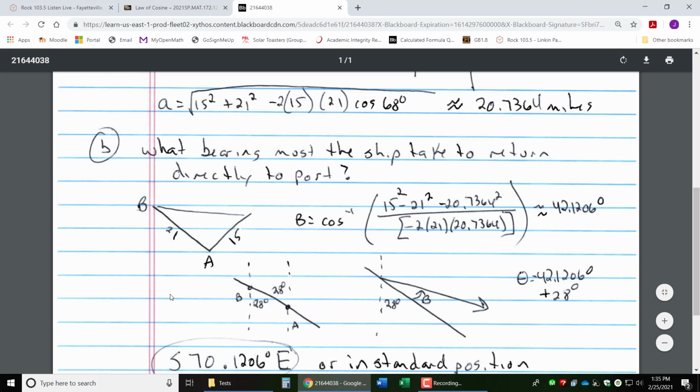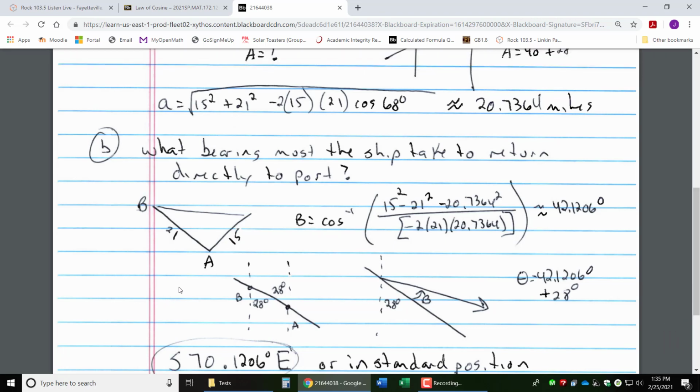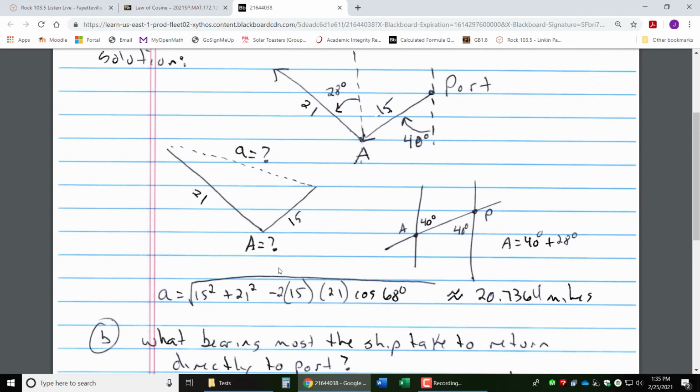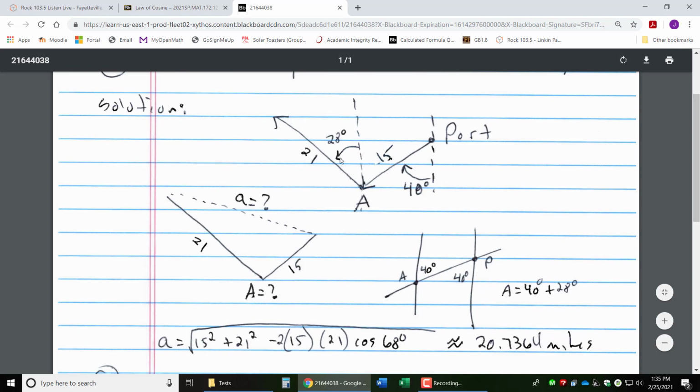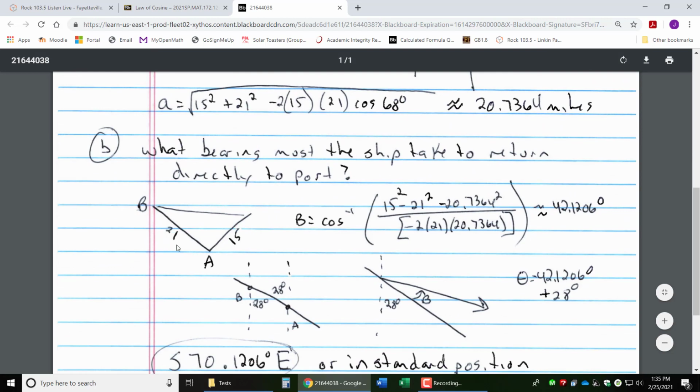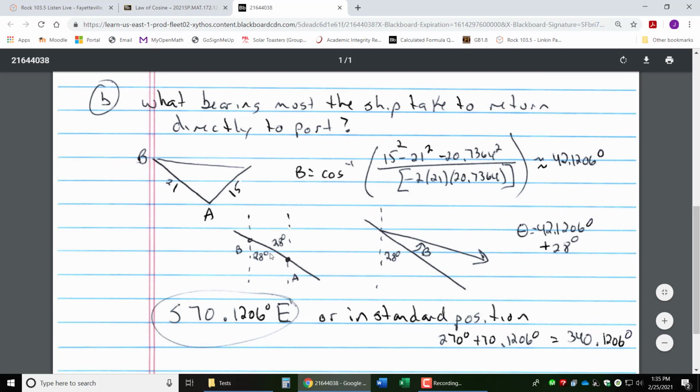Let's think about how we're going to use that to help with the bearing. In my next diagram, with the dashed lines down here in my double 28s, the original 28 degrees is from the vertical down to that side of the triangle that I've labeled here, AB, with the 21 miles. So that 28 on both sides there, but that 28 is still not the answer.